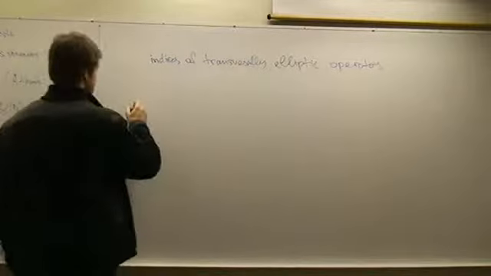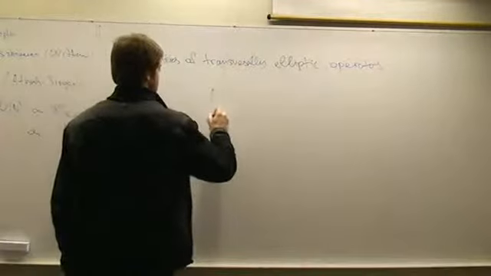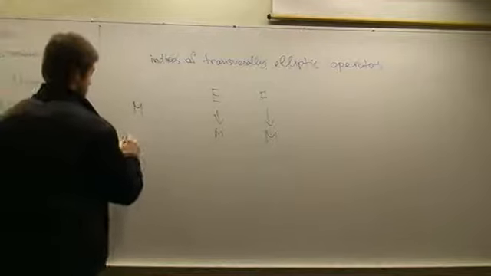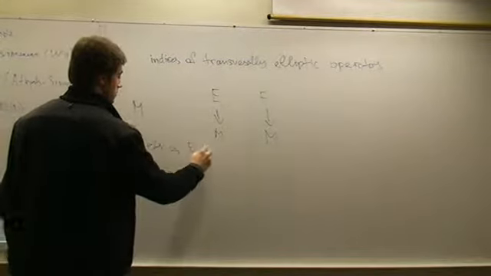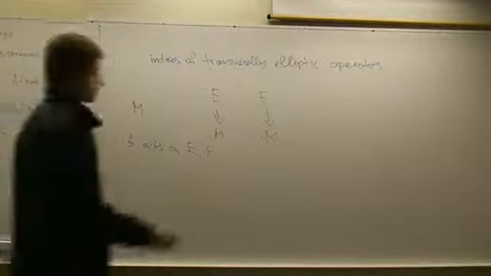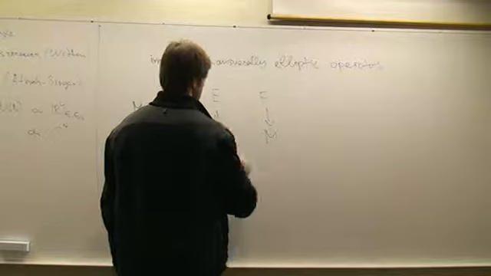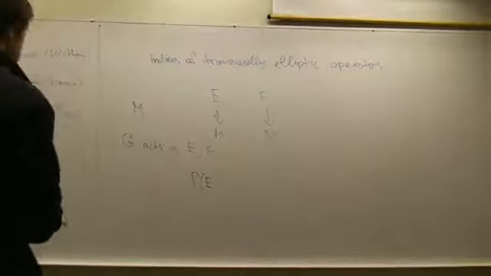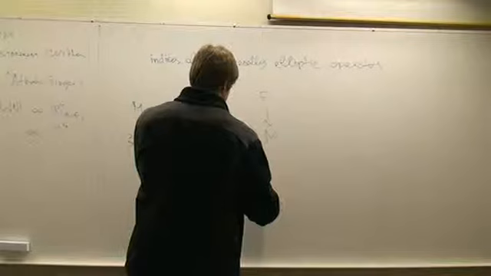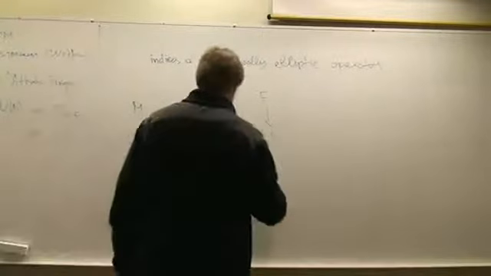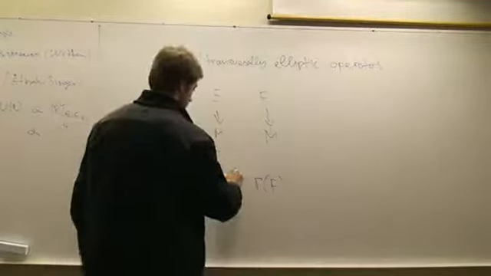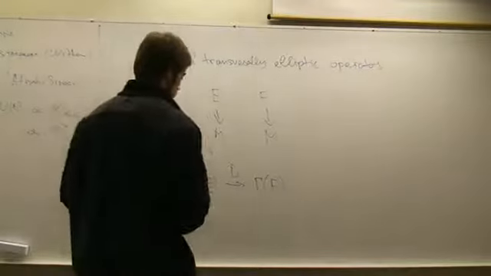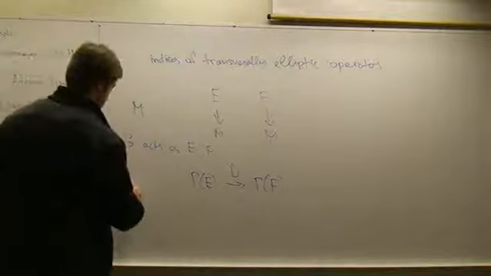So suppose I have a manifold and vector bundles, let's say E over M, F over M, and suppose group G acts on E and F, and I have a differential operator from sections of E to sections of F, which is compatible with the action of the group G. So D and G commute.